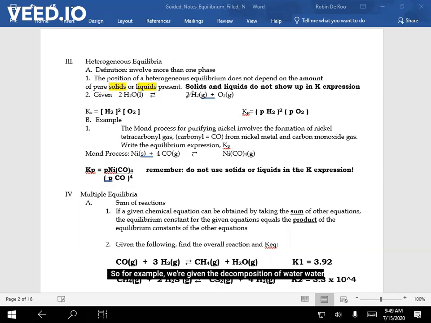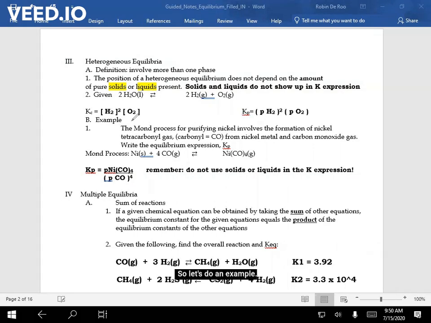So for example, we're given the decomposition of water. Water is a liquid. It decomposes to hydrogen gas and oxygen gas. So if we need to show the Kc, that would be the hydrogen concentration squared times the oxygen concentration. But because the water is liquid, it does not show up in the K expression. If you're asked to show a Kp, that would be the partial pressure of the hydrogen gas squared times the partial pressure of the oxygen gas.